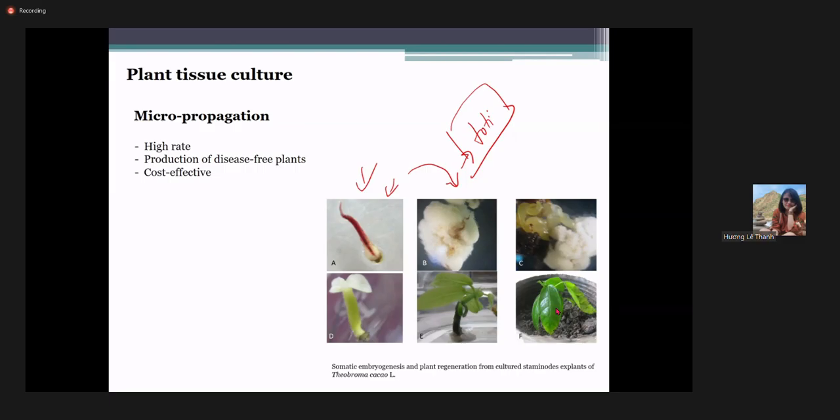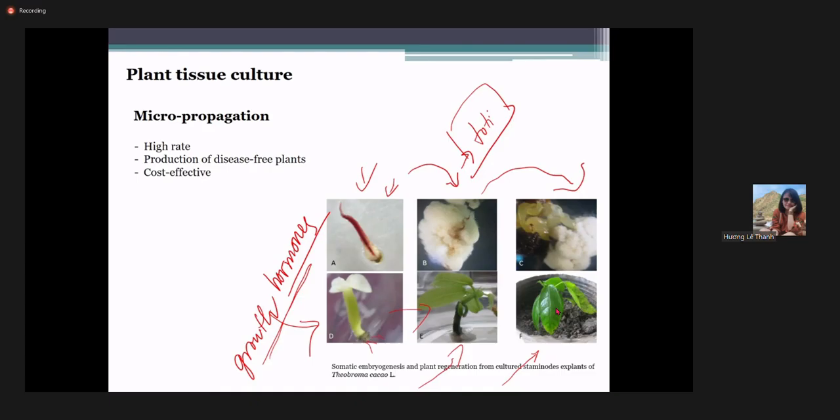From the callus, I put some hormone to generate the embryo. I take the embryos and put them on another medium. By the last step, I will have the completed plant trees. In this case, I put many growth hormones here so they can produce the roots. Auxins can initiate root formation. Cytokinins lead to shoot formation. So we put many growth hormones here to have a completed plant.